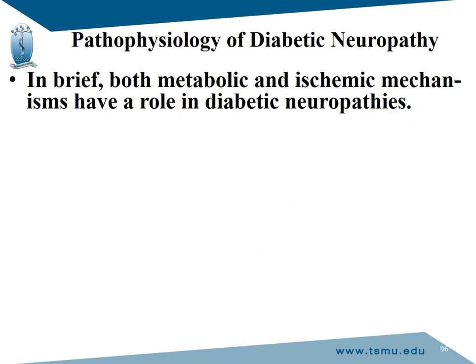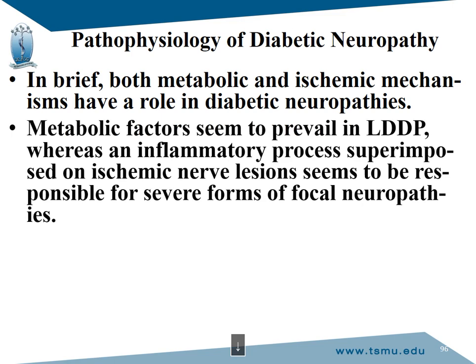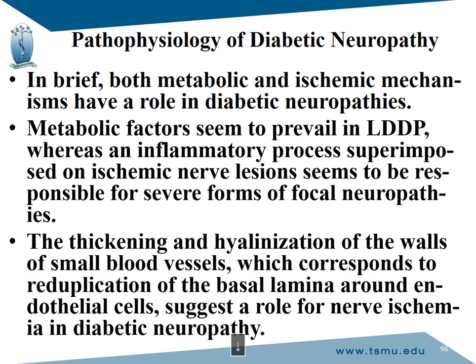In brief, both metabolic and ischemic mechanisms have a role in diabetic neuropathies. Metabolic factor seems to prevail in LDDP, whereas an inflammatory process superimposed in ischemic nerve lesions seems to be responsible for severe forms of focal neuropathy. The thickening and herniation of the walls of small blood vessels, which corresponds to reduplication of the basal lamina around endothelial cells, suggests a role for nerve ischemia in diabetic neuropathy.